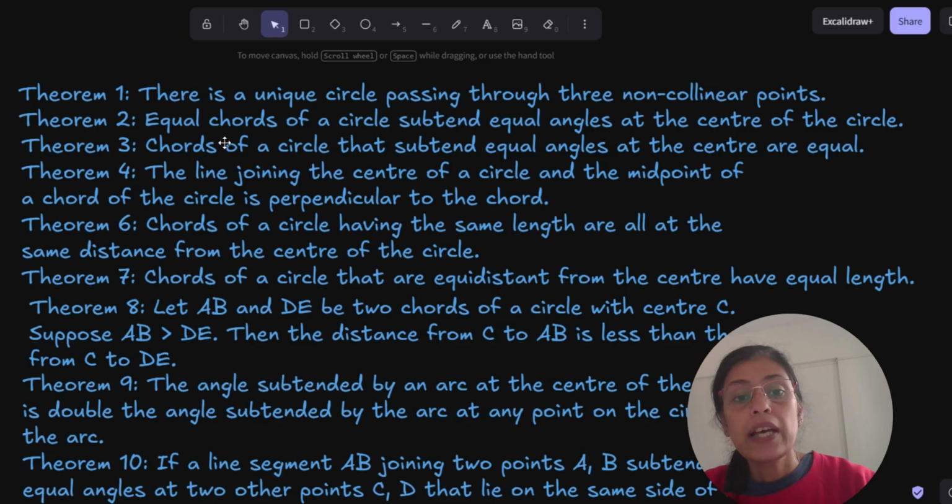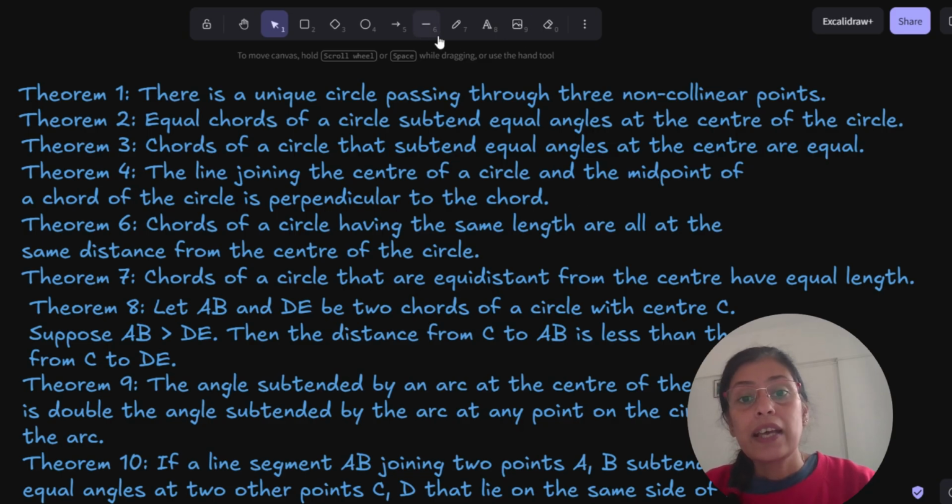Second theorem was: equal chords of a circle subtend equal angles at the center of the circle. Simple. Third theorem was: chords of a circle that subtend equal angles at the center are equal. Next, theorem 4: the line joining the center of a circle and the midpoint of a chord of the circle is perpendicular to the chord.